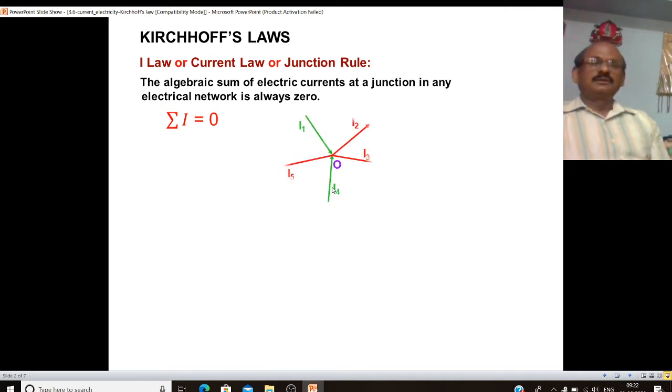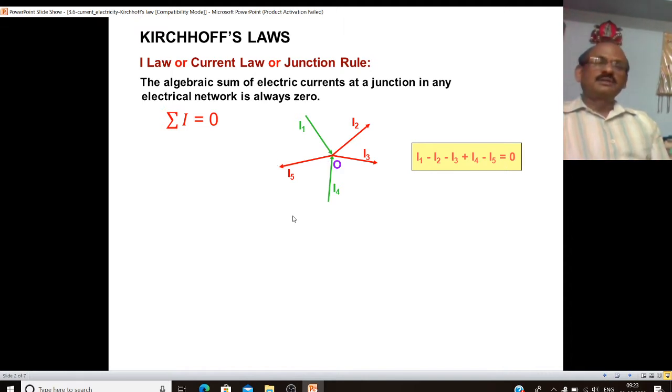Let here at point O, it is called the junction, some currents are coming at O while some currents are leaving. If incoming currents are taken as positive and outgoing currents are taken as negative, then from the junction rule we can say I1 minus I2 minus I3 plus I4 minus I5 equals 0.